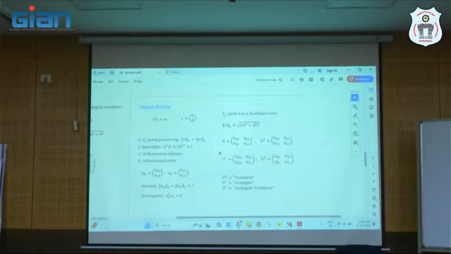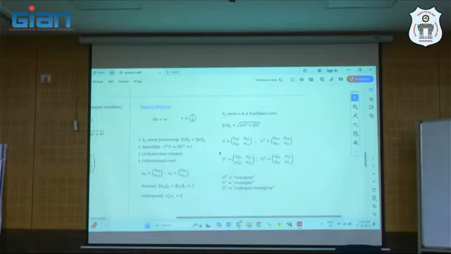Agreed? Remember, in the stochastic matrix, the L1 norm of the columns was 1, right? They were all adding up to 1. Here the L2 norm is 1. Look at the correspondence, always L1 and L2 correspond.